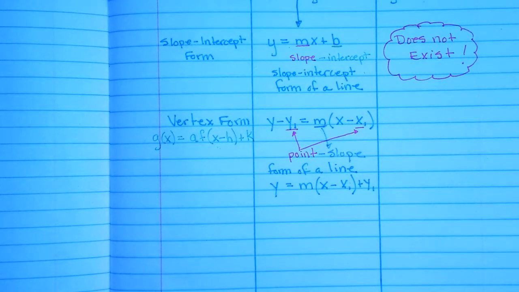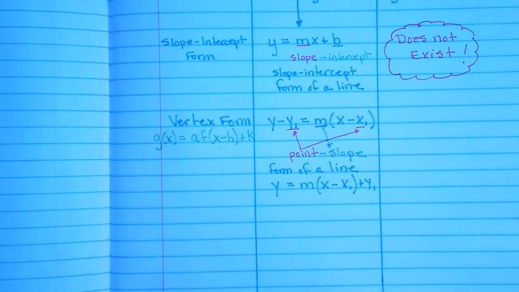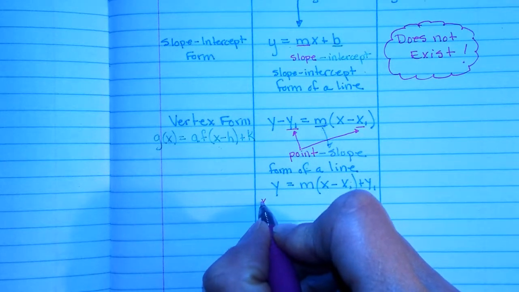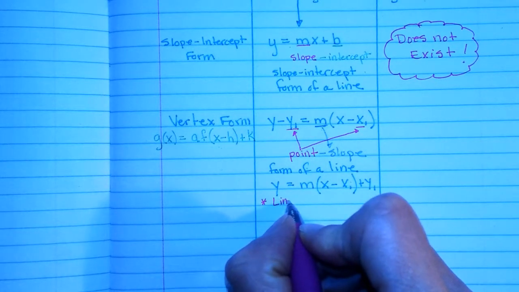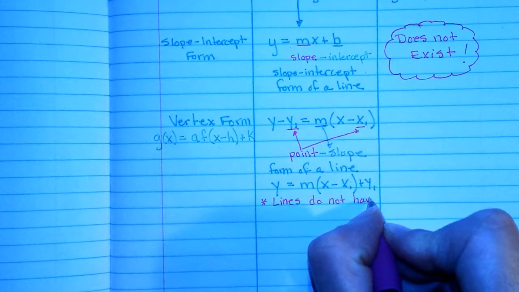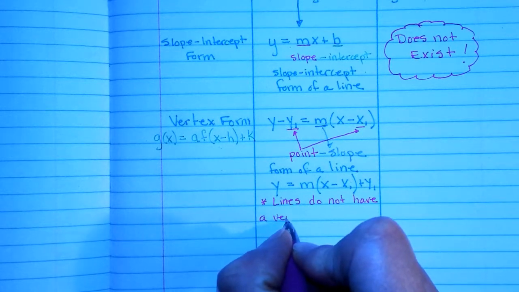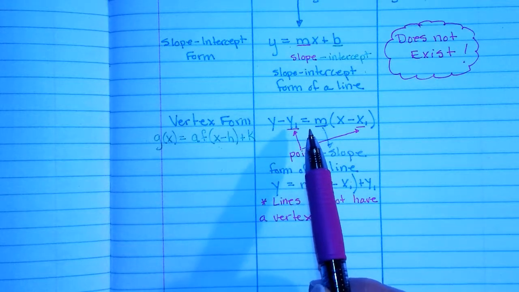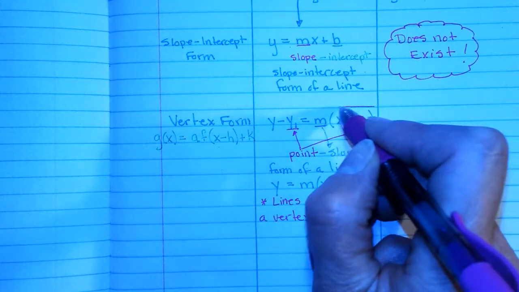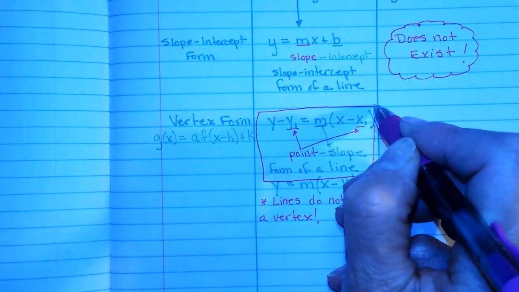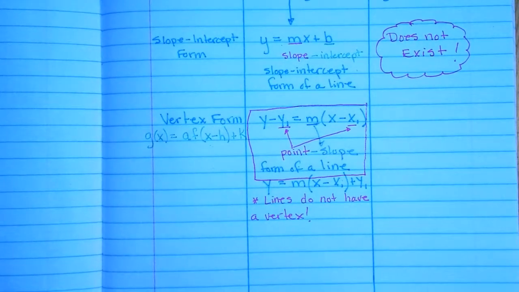However, a line does not have a vertex. So that means there is no vertex form. We simply use point slope form of a line. So let's make that a note. Lines do not have a vertex. So that means there is no vertex form for a line. For a line, we simply call this point slope form of a line. But it's the same sort of idea.